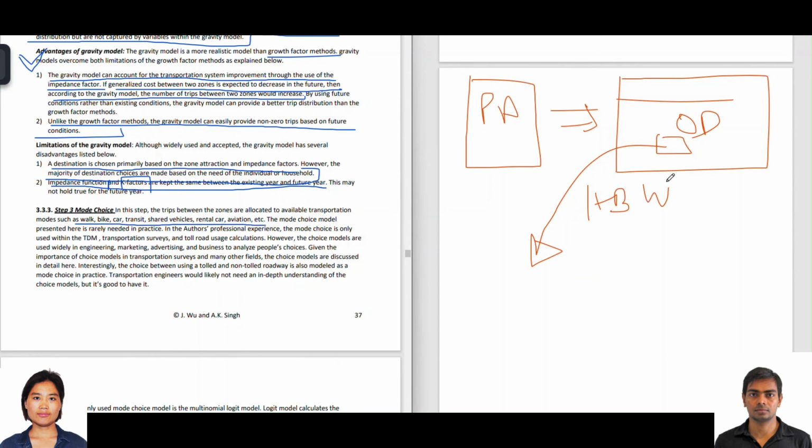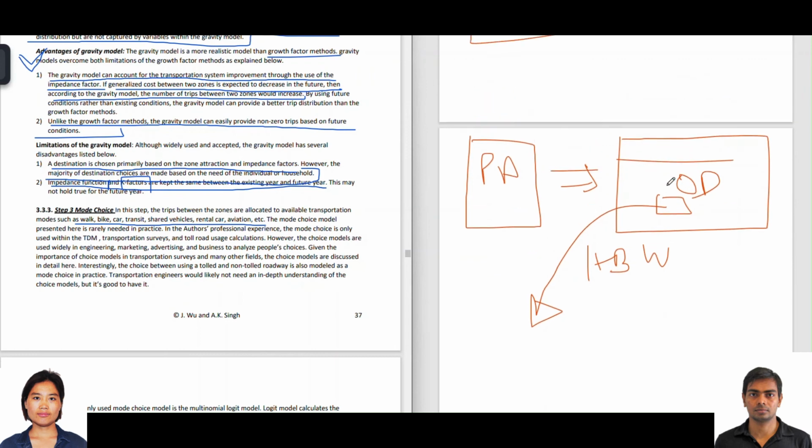Now drivers or a person can travel between the ODs using different modes, and the mode they are going to choose depends on how good the public transportation is, what their income levels are, and several other things. So this is called mode choice.